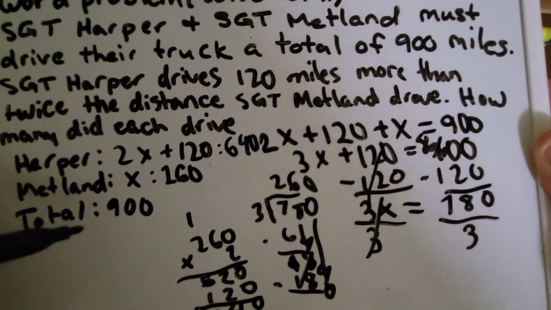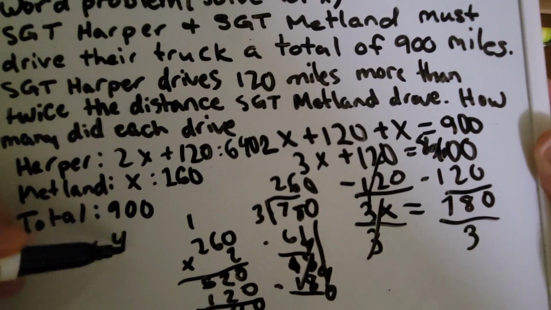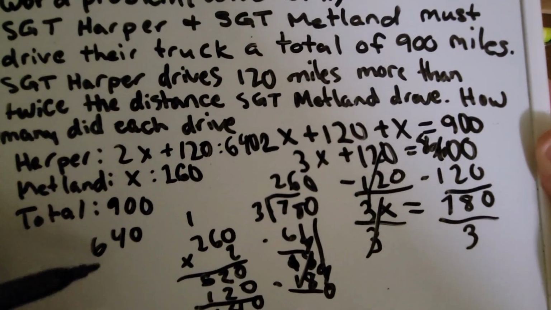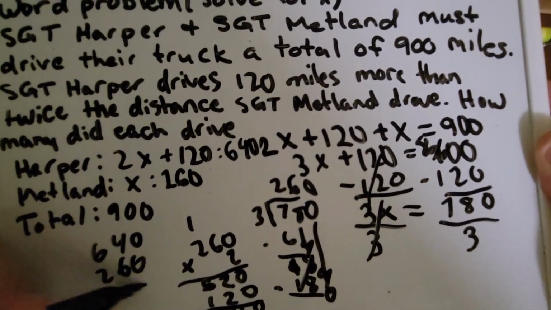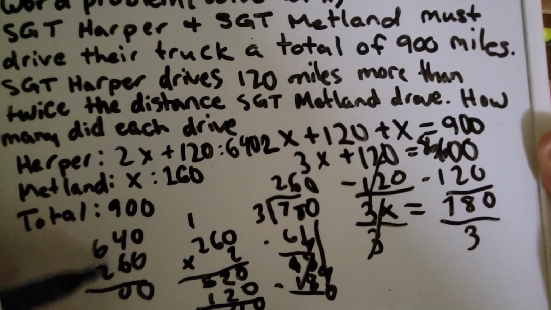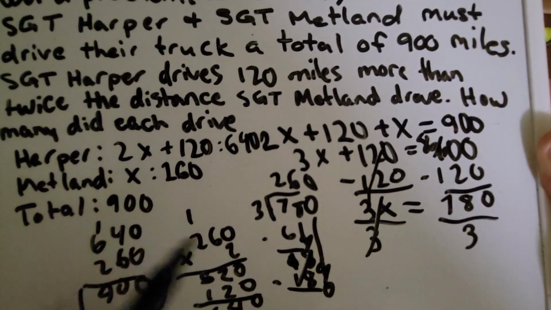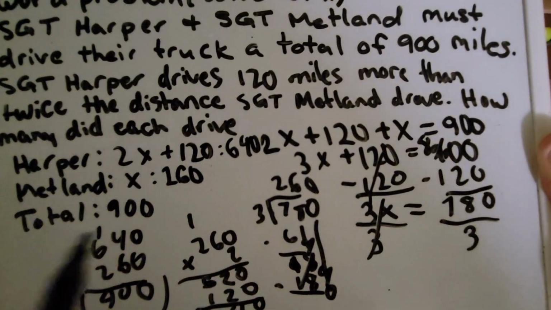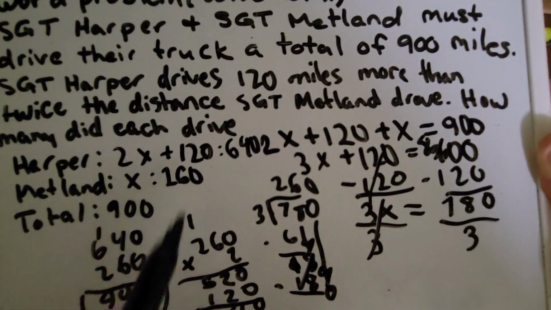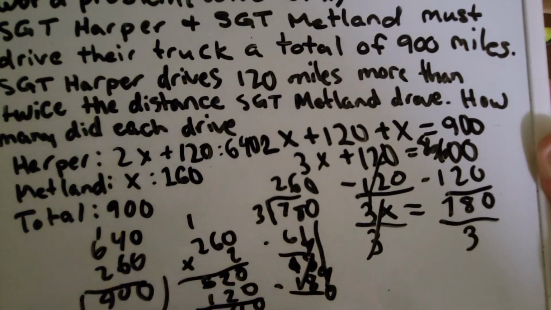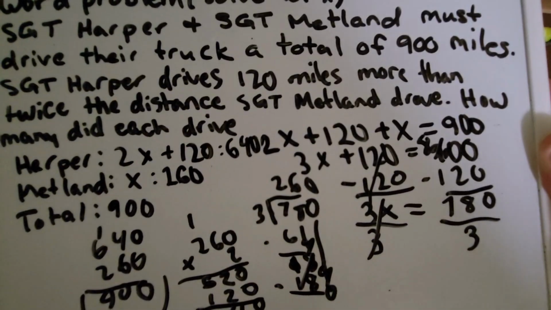We could just double check our work just to make sure that it adds up to the correct number. And it does. So remember, the question is how much did each drive? Well, Sergeant Metlin drove 260. Sergeant Harper drove 640. And that's how you solve for x.